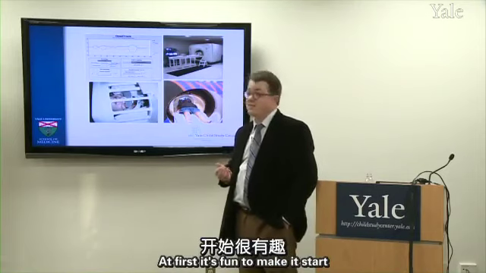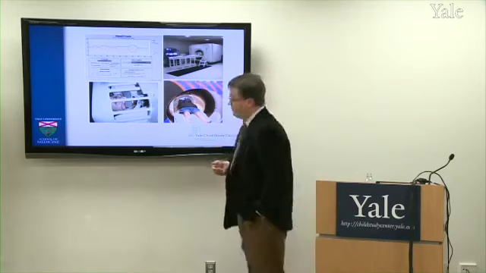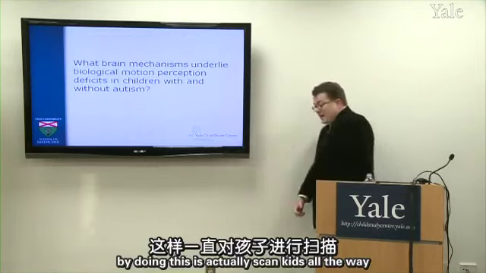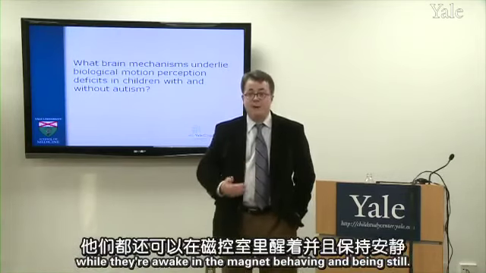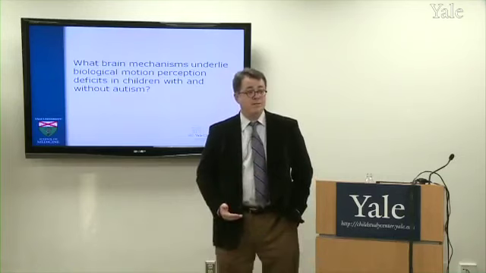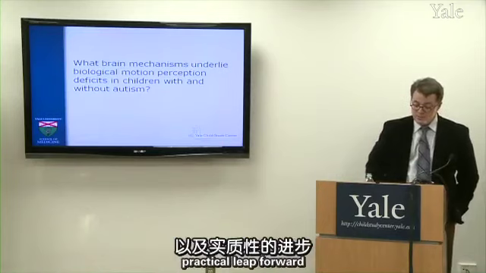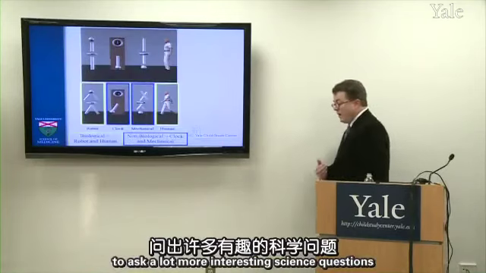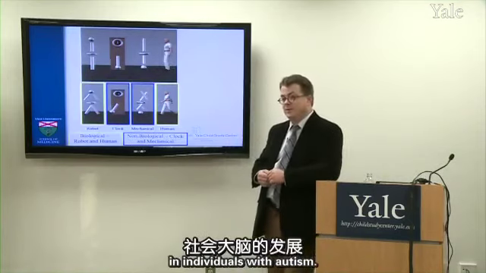At first it's fun to make it start and stop, and then they want to be still so that they can watch their favorite movie. And so what we're able to do by doing this is actually scan kids all the way down to the age of 4 years while they're awake in the magnet, behaving and being still. All right? So that for us was a big conceptual, a big practical leap forward, and it allowed us to ask a lot more interesting science questions about the development of the social brain in individuals with autism.